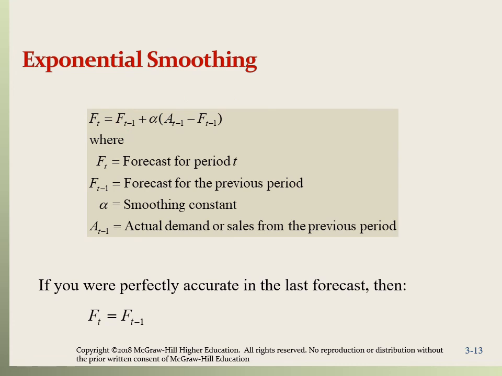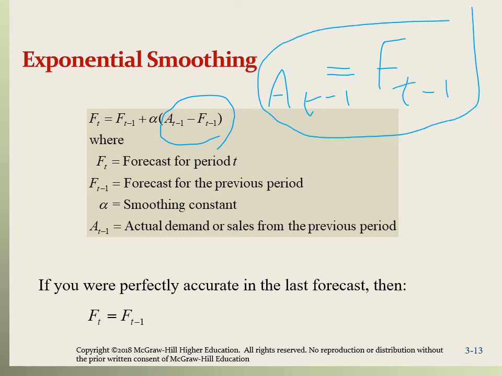It is noteworthy to consider that if you didn't have any error, if your previous forecast was perfect, that means that A t minus 1 was equal to F t minus 1, your forecast was perfect. If this is true, then this value is going to be 0. So your forecast for the next period is exactly equal to your forecast that you made for the previous period.